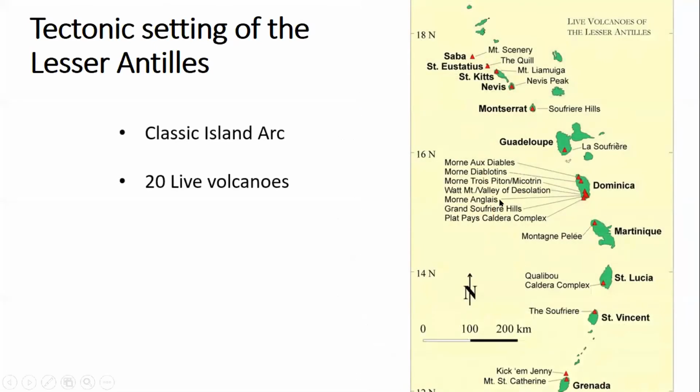So this map shows the volcanoes of the Eastern Caribbean, and they range from Saba in the north to Grenada in the south. There are 20 live volcanoes here. We are going to visit 4 of them in this brief talk in the next 20 minutes. I'm going to do those in terms of time. We're going to start with the oldest eruption or volcanic crisis first. We're going to start with Martinique and Montserrat here.